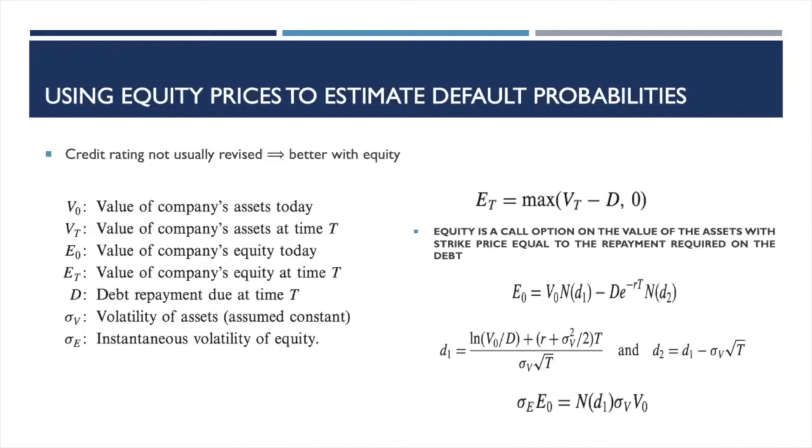Usually, V0 and sigma V are not provided. However, if the company is publicly traded, E0 can be obtained and sigma E can be estimated from historical data. Therefore, in the previous equation, we have two unknown variables, V0 and sigma V. By using Ito's lemma, which is the last equation shown on the slide, we now have two equations for two unknown variables, and therefore the system can be solved. By solving this system, we can obtain the value of d2 and then the default probability.